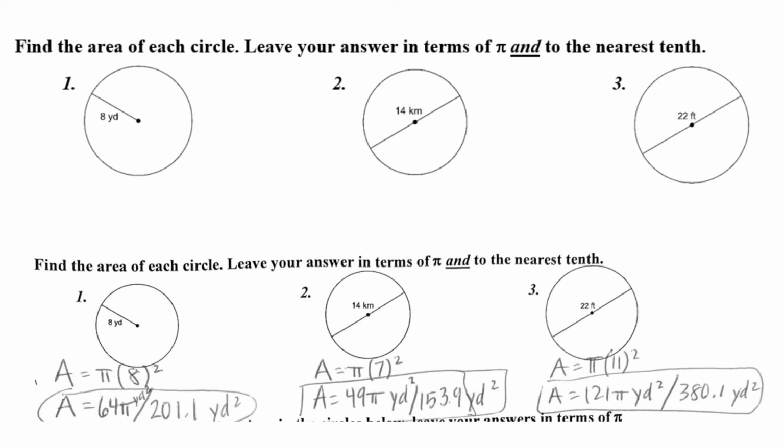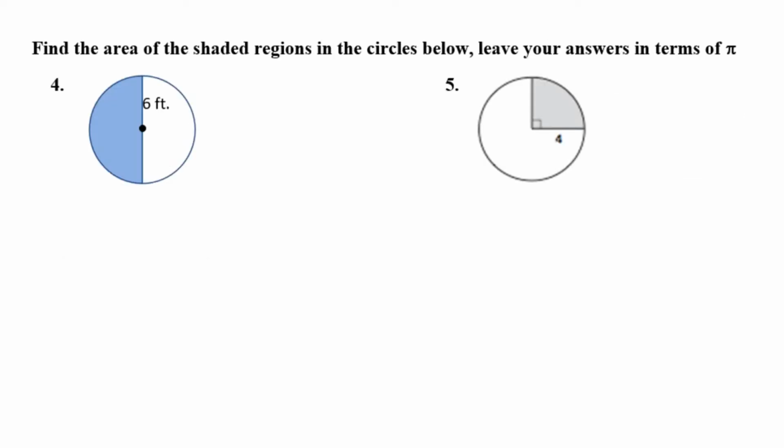Your diameter is 14, so that means your radius is 7. 7 squared is 49, so you either have 49 pi yards squared, and then to the nearest tenth would be 153.9 yards squared. Oops. Hopefully you saw the last one because I'm not going back. The other answer was 121 pi yards squared, or 380.1 yards squared. Didn't know I could move the slides with my fingers like that.